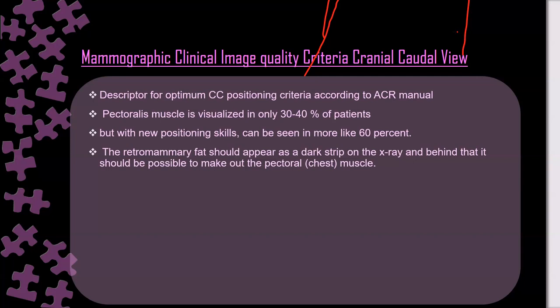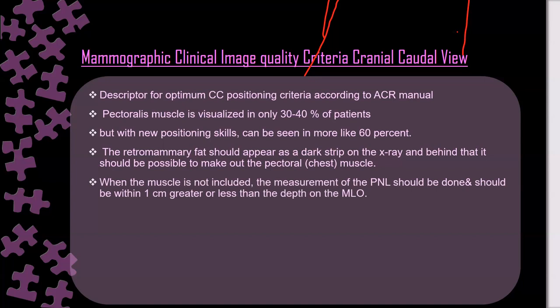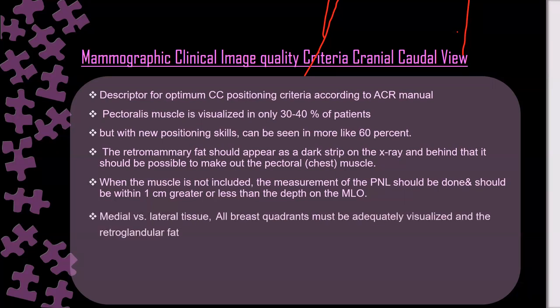Retromammary fat should appear as a dark stripe. Behind that, it should be possible to make sure that the posterior breast is included, and you expect to see the pectoralis muscle. If you did not see it, when the muscle is not included and you could not see the retromammary fat, then you could apply the posterior nipple line, which should be within 1 centimeter.